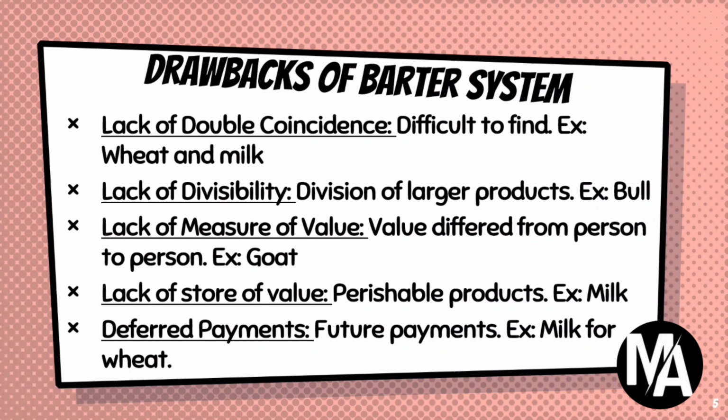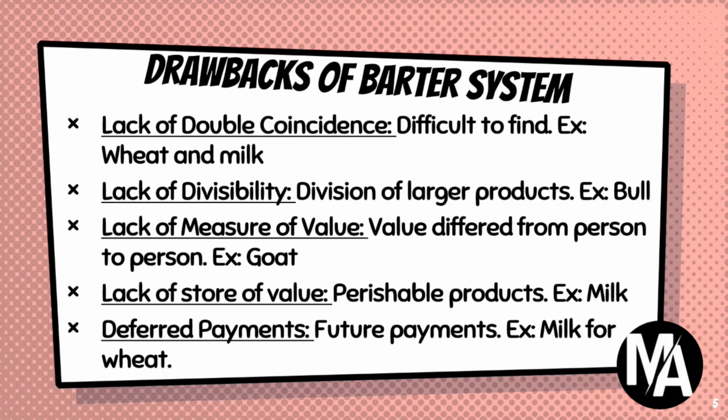And the final one is deferred payments. Deferred payments in simple terms means future payments. For example, continuing from the previous point, if I want to exchange milk for wheat, and right now I do not have wheat, what happens is that the person who has promised to give me milk will wait, and by the time I am able to procure wheat, the milk will already be spoiled. So in ancient times during the barter system, there was no concept of future payments.